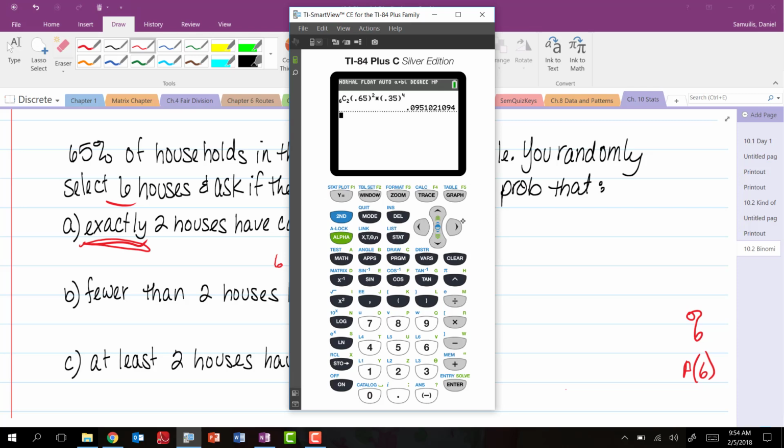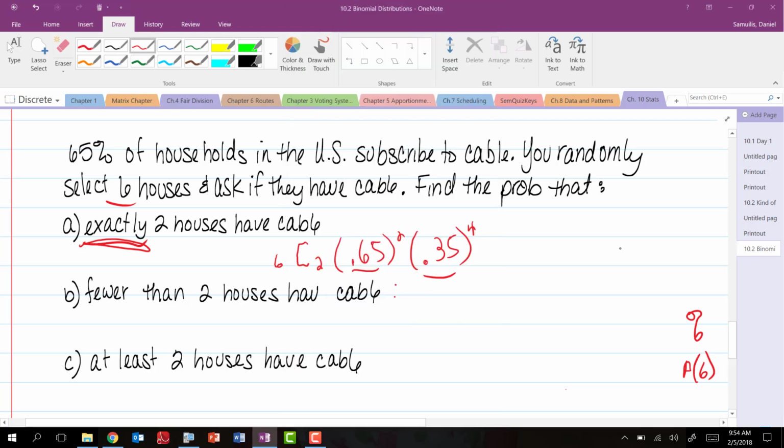Okay, so what did I have to do? I had to go to math and then find probability right away. And then I actually type it first. The older calculators, you have to type 6 first, then the nCr. Scientific calculators, it's 6 first, then the nCr button. And then 2. I shouldn't have to write the rest because there it is. 6C2 from last hour. Then 0.65 raised to the second, 0.35 raised to the fourth. Press enter. 9.51%. So this ended up being 0.0951, which if we don't know how to do percents, infuriating.